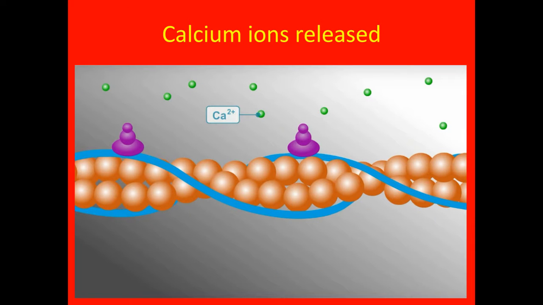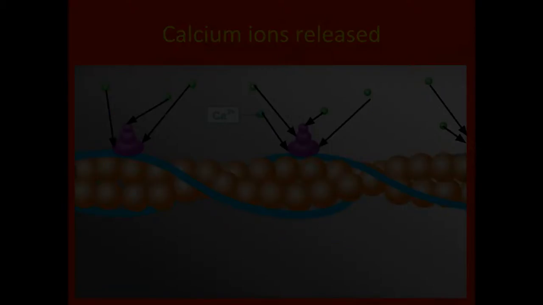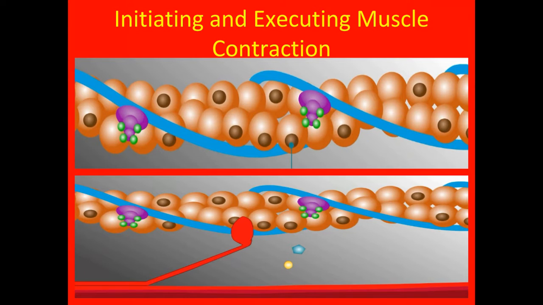This triggers calcium ion channels in the sarcoplasmic reticulum membranes to open. Calcium ions diffuse out rapidly into the myofibrils to bind to the troponin molecules. The troponin molecules change shape, causing the tropomyosin to move to a different position on the actin filaments. The actin binding site is now free, and the extended myosin heads can bind to the actin.